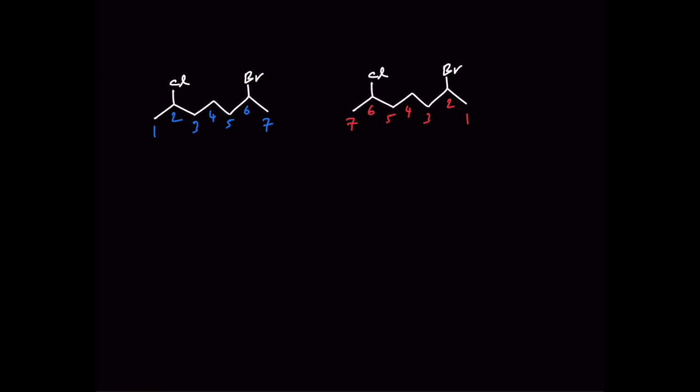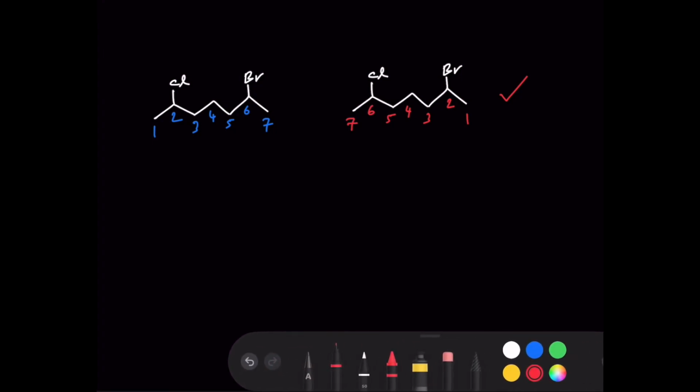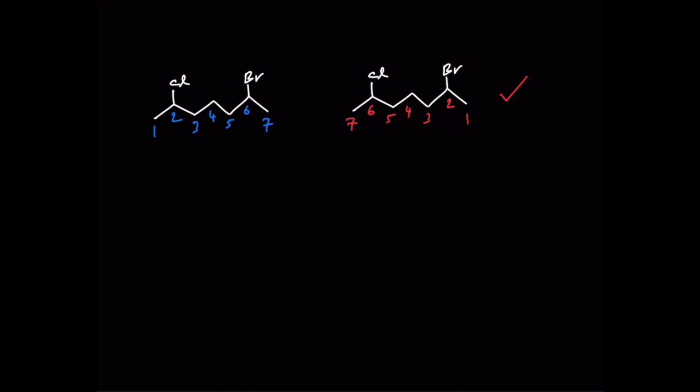And therefore, here the alphabetical order is something we need to use to decide which name is correct. Between bromine and chlorine, bromine comes first, B comes first before C, and therefore, this is the correct way of numbering for this. Therefore, the IUPAC name for this molecule is 2-bromo-6-chloroheptane, because we have 7 carbon atoms in the parent chain.